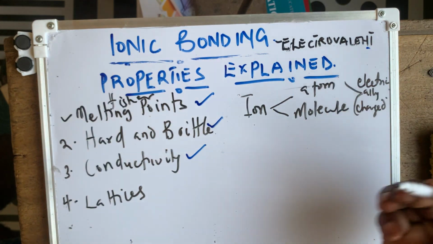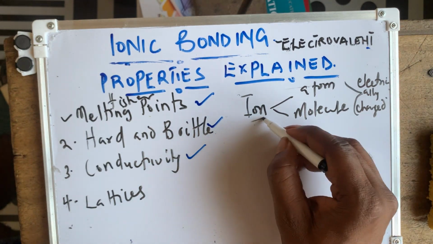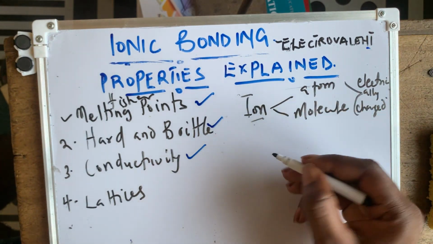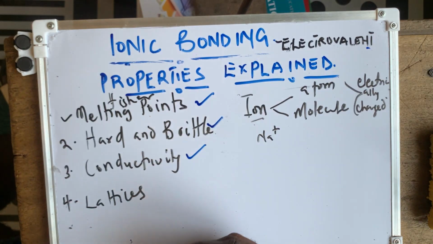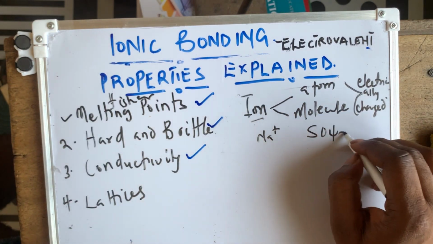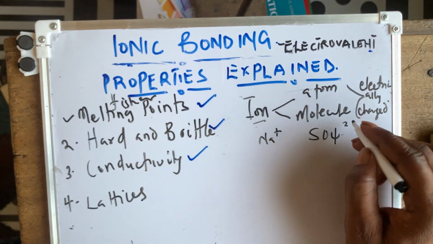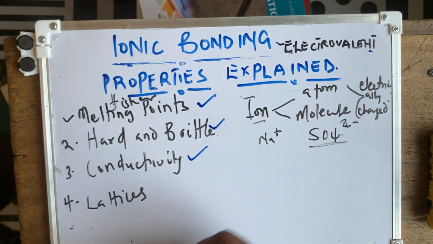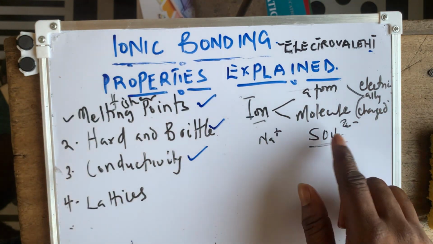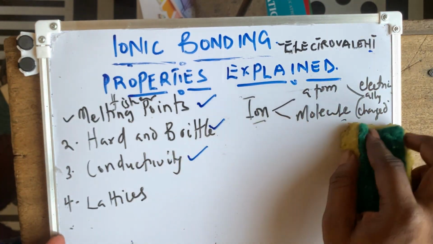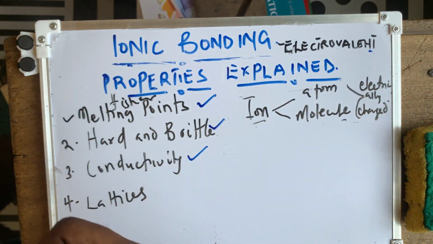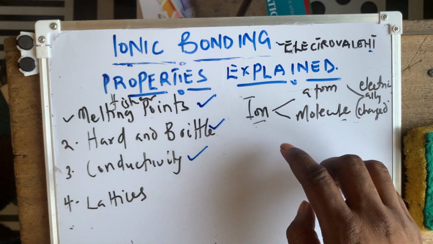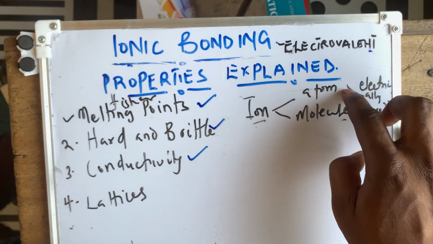So if a molecule is charged, it is what? An ion. If an atom is charged, like sodium plus, that is an ion. You can have a molecule like SO4 2 minus, which is a radical, that is also charged. So it makes it an ion.